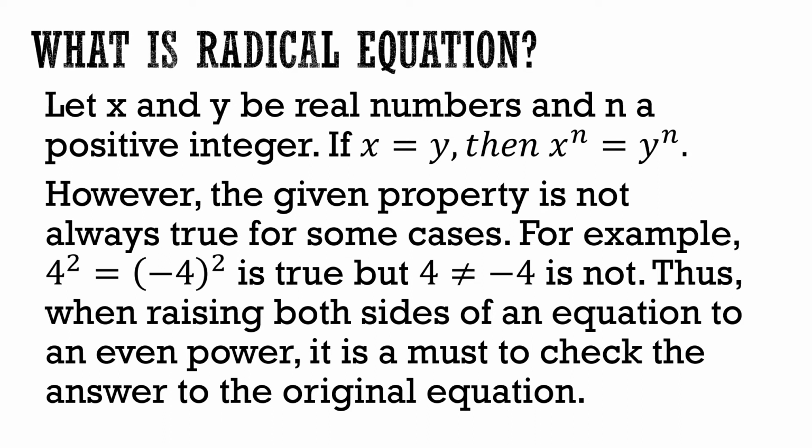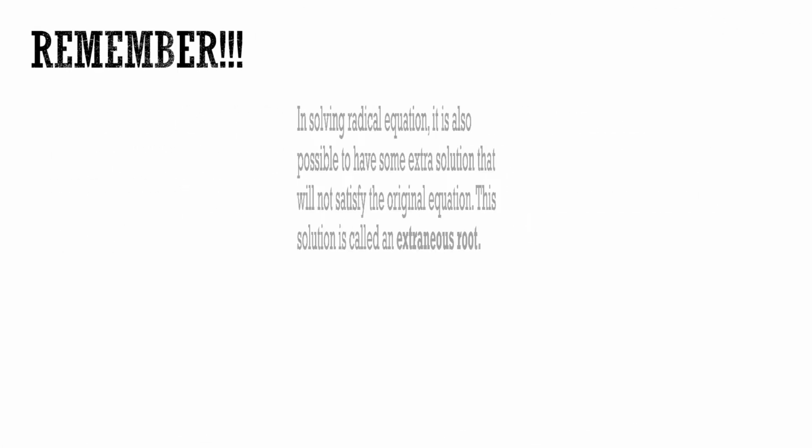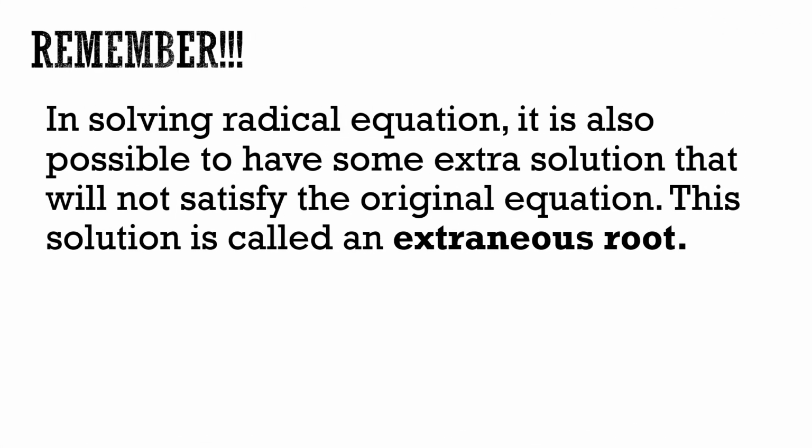However, the given property is not always true in some cases. For example, 4 squared is equal to negative 4 squared is true, but 4 is equal to negative 4 is not true. Thus, when raising both sides of an equation to an even power, it is a must to check the answer in the original equation. Remember, in solving radical equations, it is also possible to have some extra solution that will not satisfy the original equation. This is called the extraneous solution.